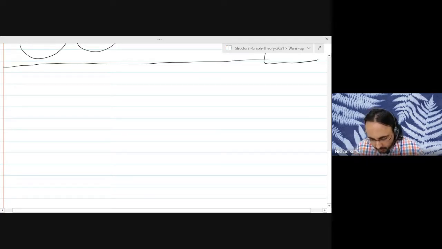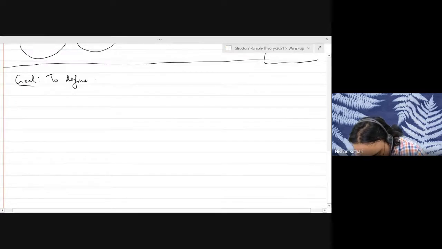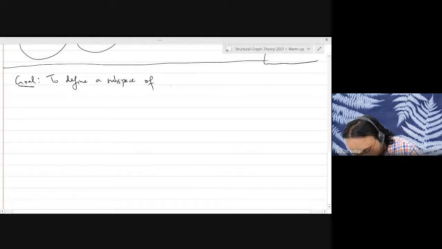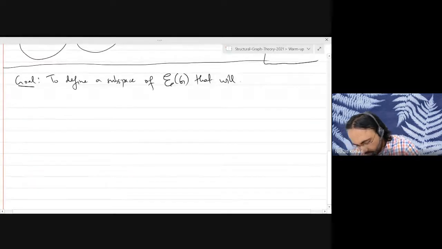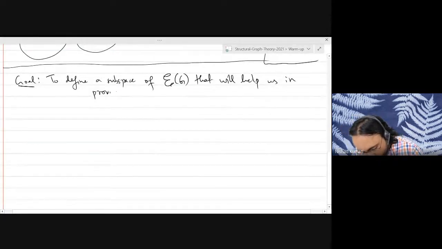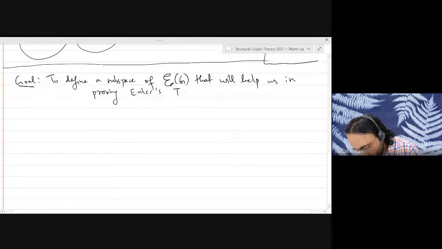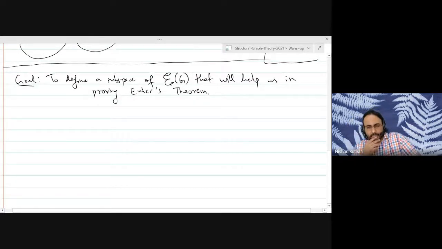Okay, so our goal is to define a subspace of the edge space of a graph that will help us in proving Euler's theorem. Again, we may not prove Euler's theorem in the lectures, it might be on your assignment or something, but we'll prove something that will help you to prove Euler's theorem.